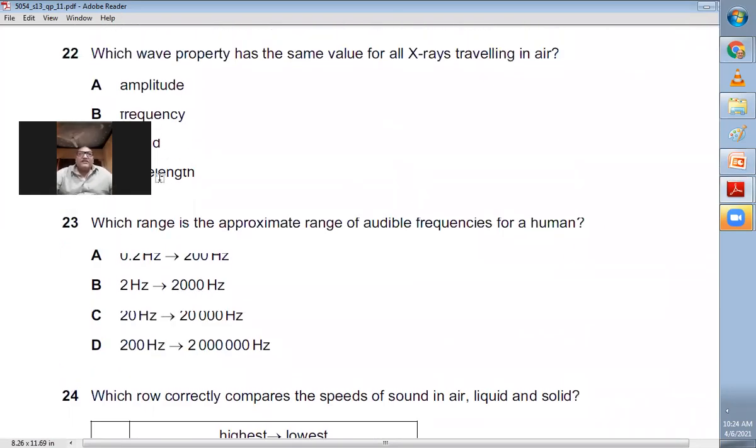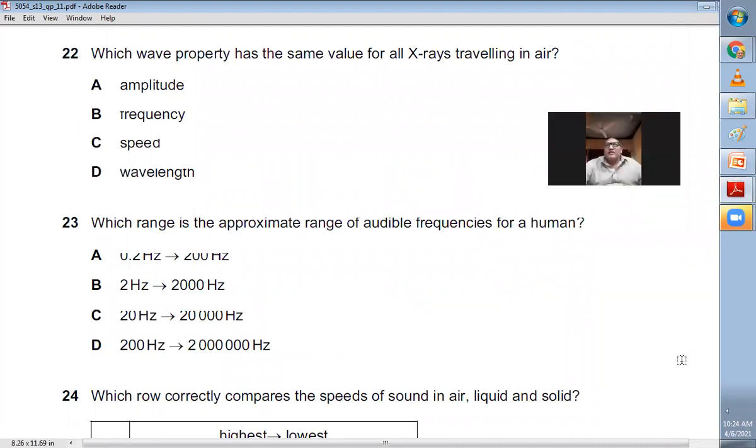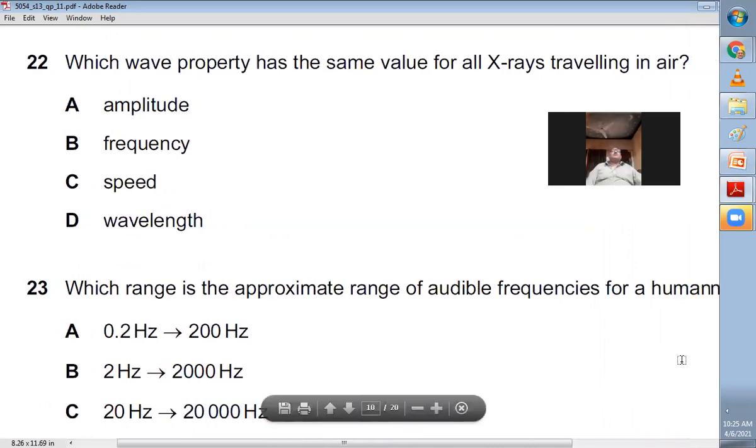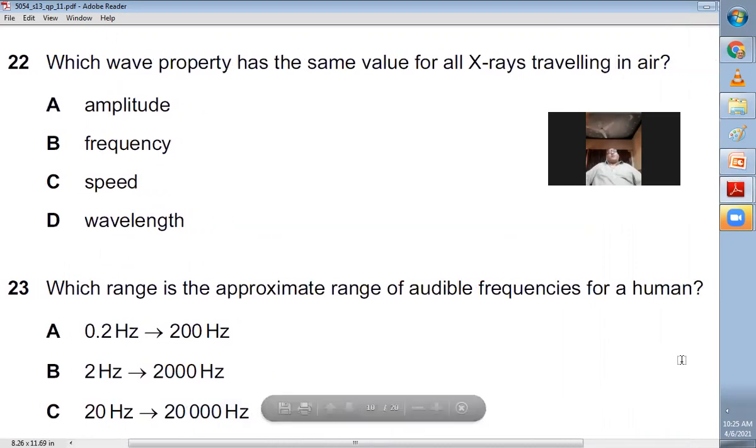Now we have the next question, and that question is on your screen. Which wave property has the same value for all X-rays traveling in the air? All the X-rays traveling in the air are part of the electromagnetic spectrum, so they all have the same speed. All electromagnetic waves traveling in the air have the same speed. So I think C is the choice. Question number 22, C is the choice.